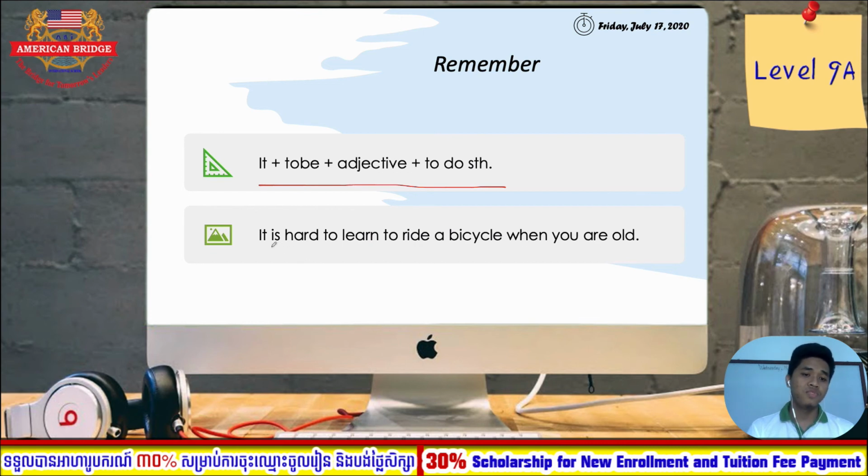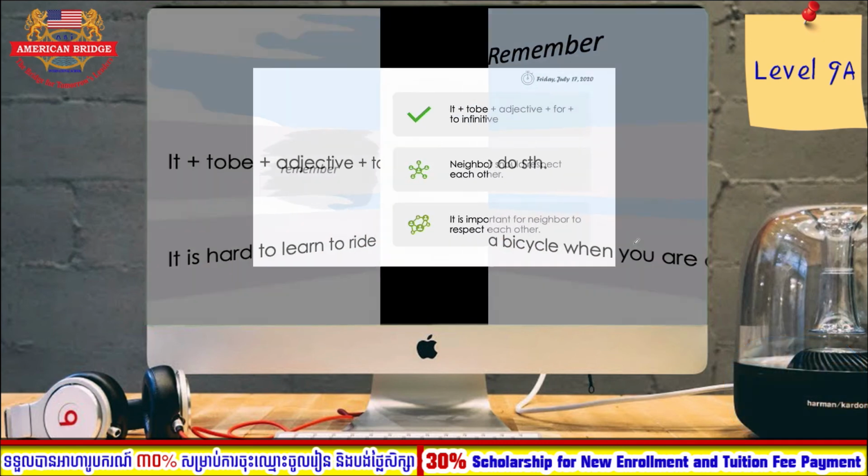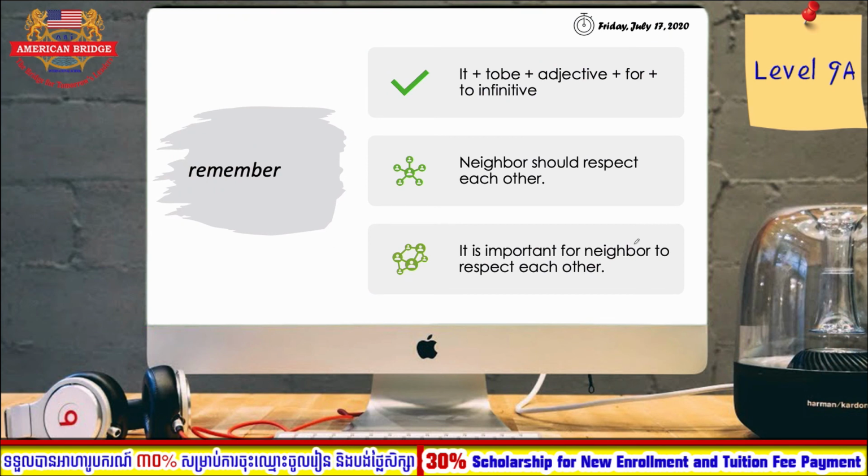So we use the it is structure to do this. Instead of using to learn to ride a bicycle when you are old, which is a very long subject, they just use it is hard, it is easy, something like that. Another structure that you can also use when you want to use to infinitive in your sentence is this structure: it is plus adjective plus for plus to infinitive.